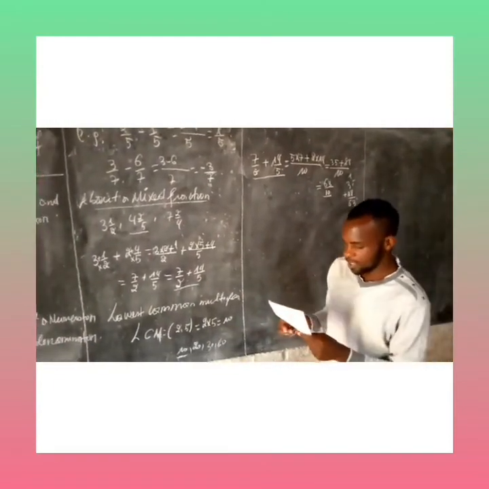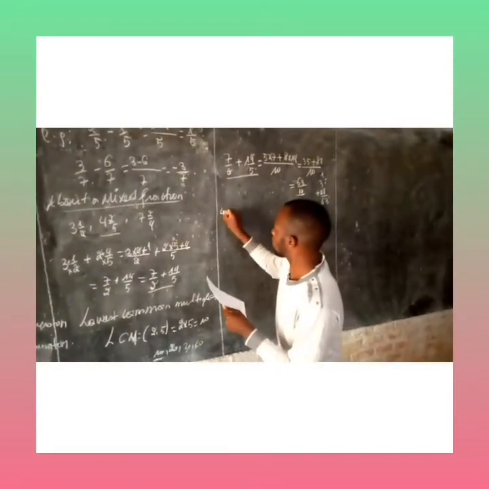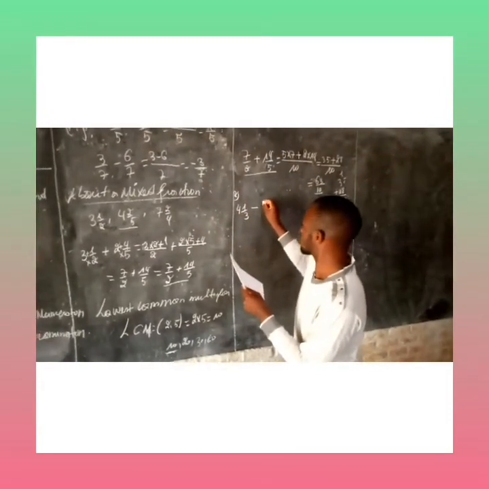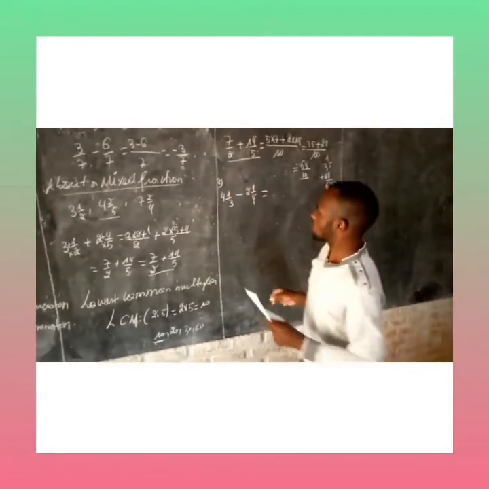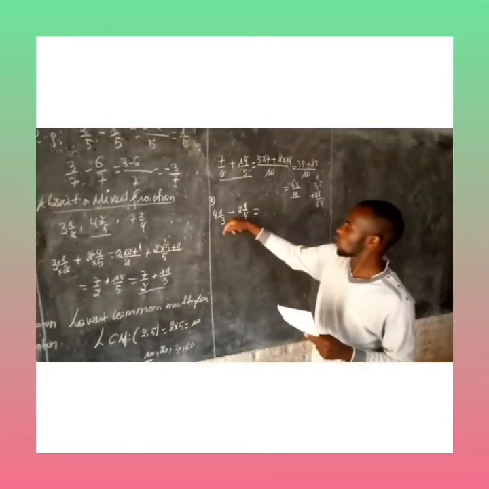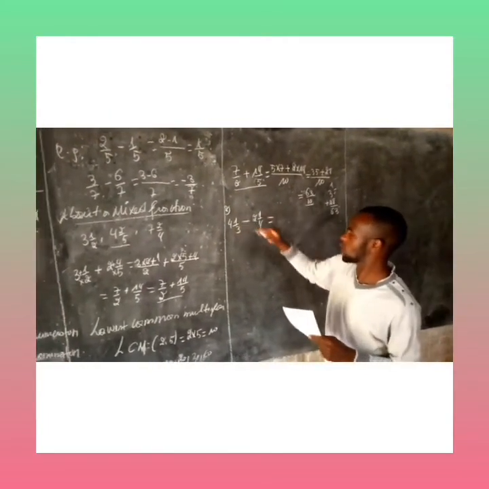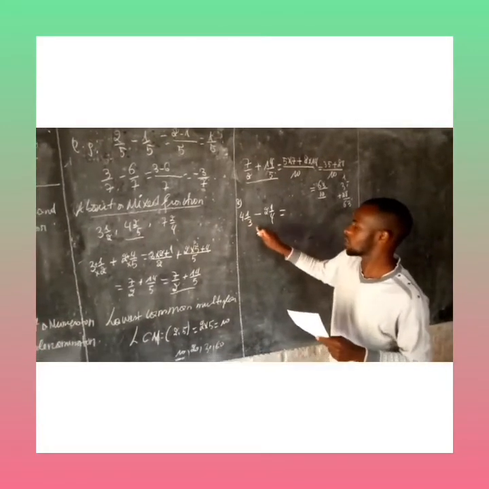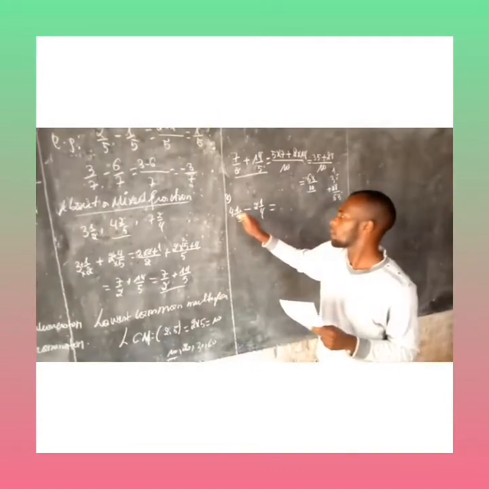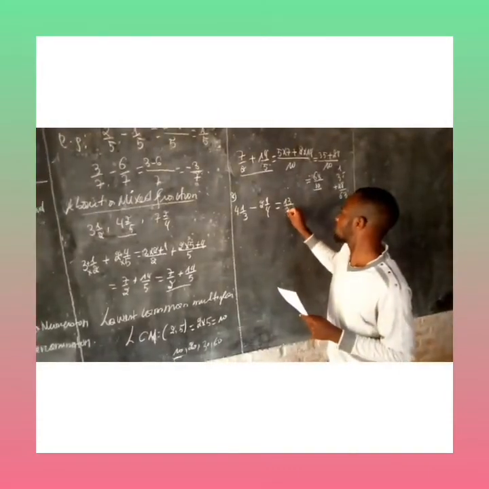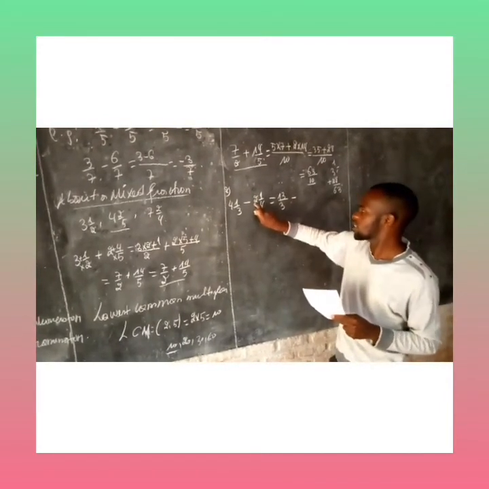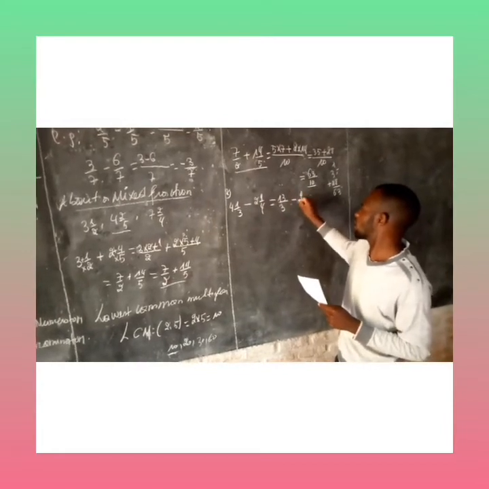The next example, the second example, is 4 and 1 third minus 2 and 1 fourth. This one is a mixed fraction, so you have to change this mixed fraction into a single fraction. We get 3 times 4 is 12, plus 1, we get 13 over 3, minus 4 times 2 is 8, plus 1 again, we get 9 over 4.